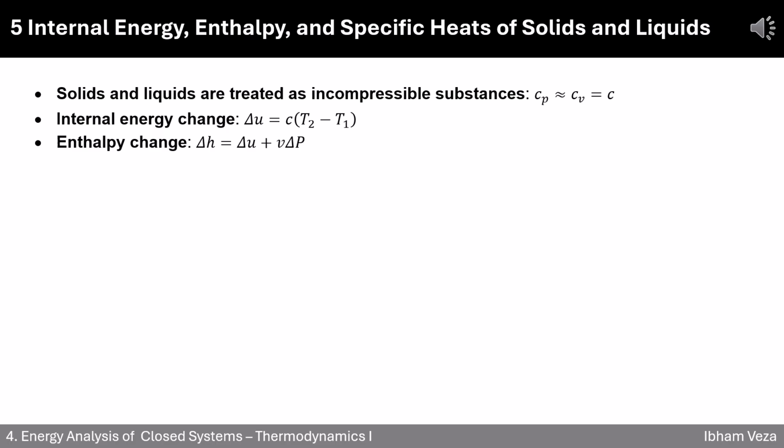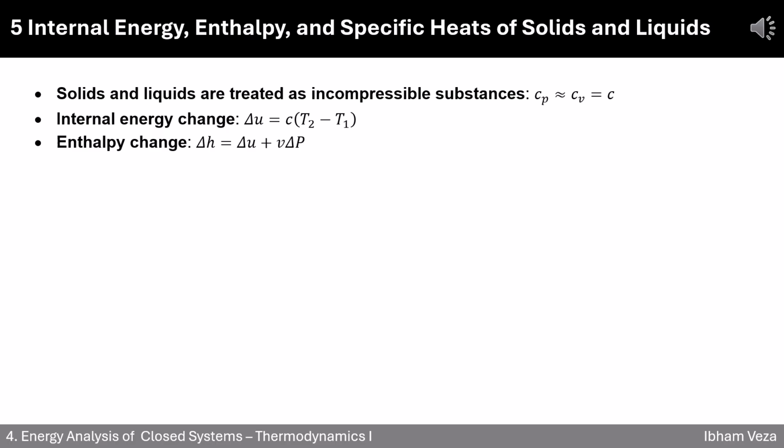5. Internal energy, enthalpy, and specific heats of solids and liquids. Let's look at solids and liquids. These substances are much simpler to handle because we treat them as incompressible. That means their specific heats at constant pressure and constant volume are practically the same, and we just call it C. For internal energy, it's very straightforward. The change in internal energy equals C times the temperature difference. No need to overthink it.